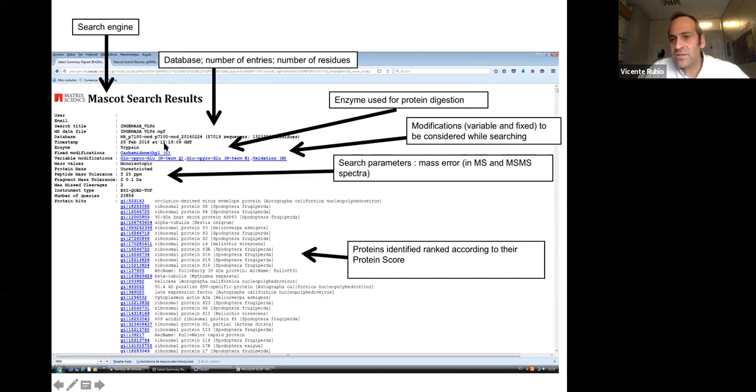This is an important consideration, because depending on the enzyme, the protease that you use to cleave your samples, you will get a different collection of peptides, and different databases could have been produced using different enzymes. So this is something that you have to take care of. Then also modifications on the peptides during the process, particularly oxidation or methylations, and different search parameters so that we can define the mass error in the MS or MS/MS spectra. And here you get this list of your proteins, ranked depending on the protein score.